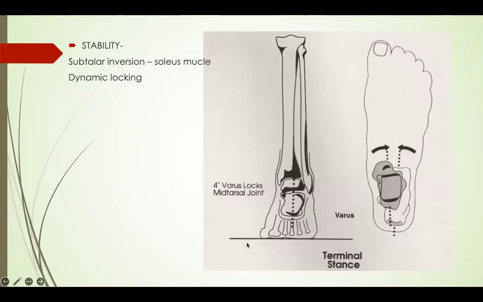At the end of the terminal stance phase, there will be inversion at the subtalar joint, which will be caused by the soleus muscle. Because at this point, the soleus muscle is most active. This will lock the subtalar joint.